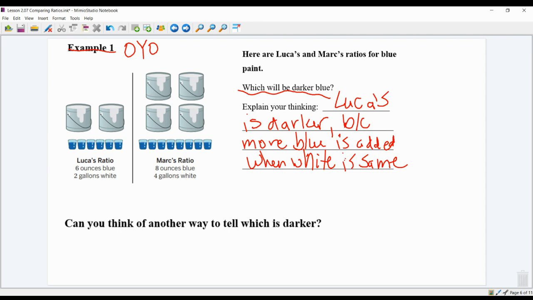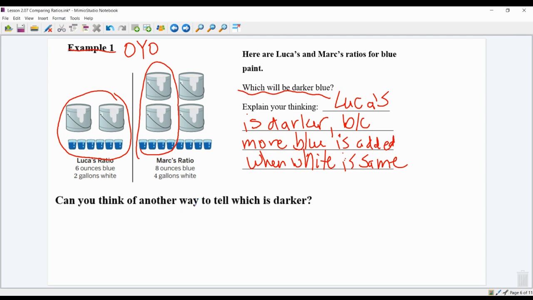If you notice that this is 6 ounces with 2 gallons with 2 blues. If you divide this in half, you divide it this way. This is 2 gallons with only 4 blues, which again tells me that Luca's is darker. Okay, so one other way to tell which is darker, I'm going to call this the common quantity method, and then I'm going to do the per method down here.